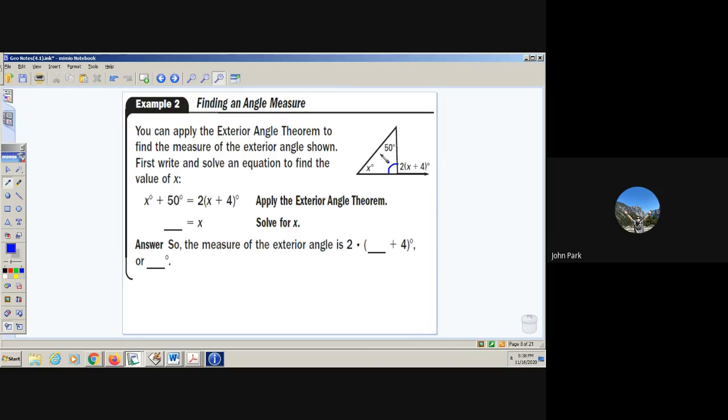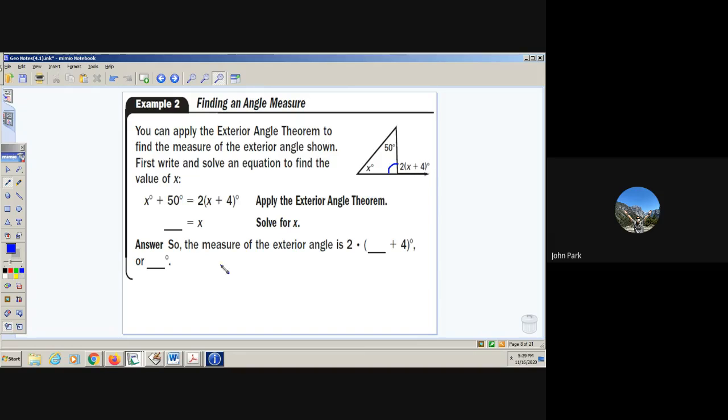So then according to the exterior angle theorem that we just looked at, the exterior angle here is going to equal the sum of these two angles. So if I add x plus 50, that's going to equal the outside, the exterior angle, which is 2 times x plus 4. So you make these two added together equal to the exterior angle on the outside.